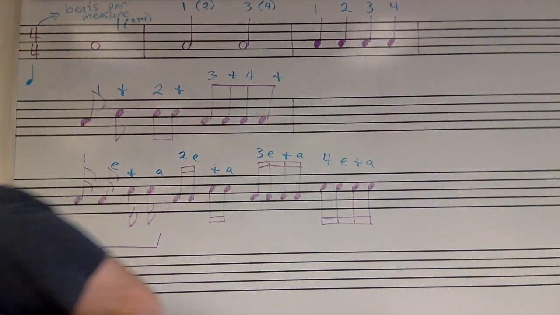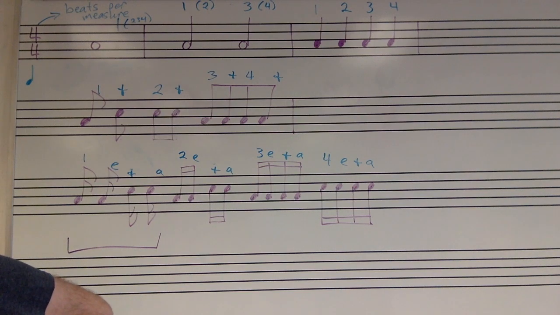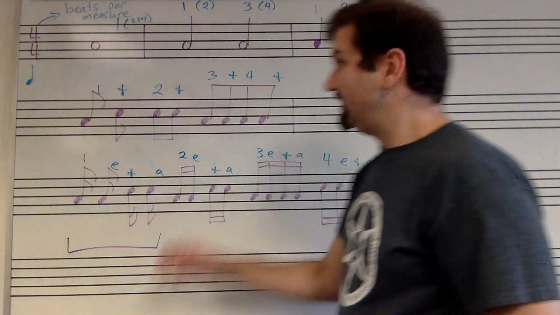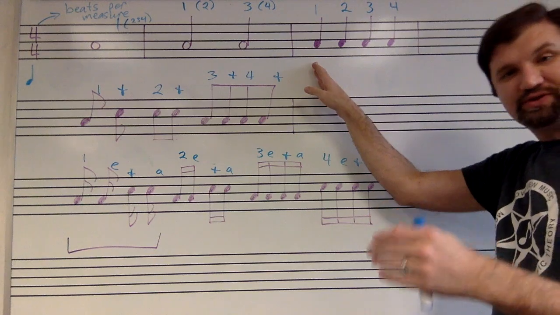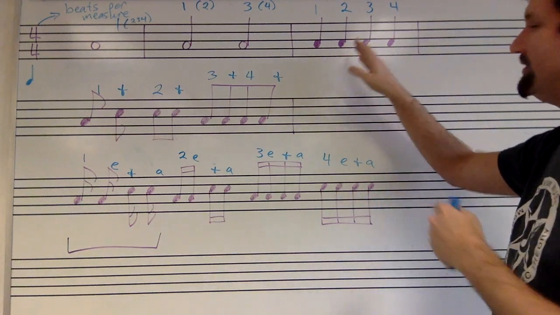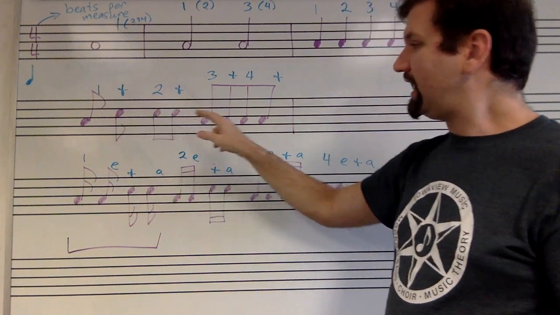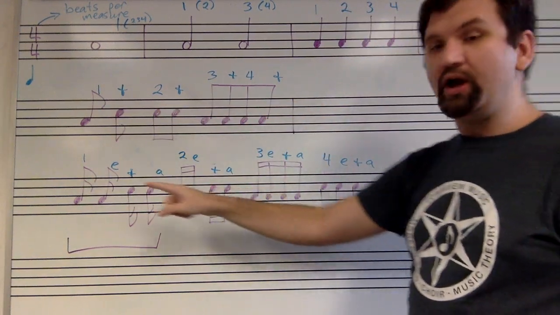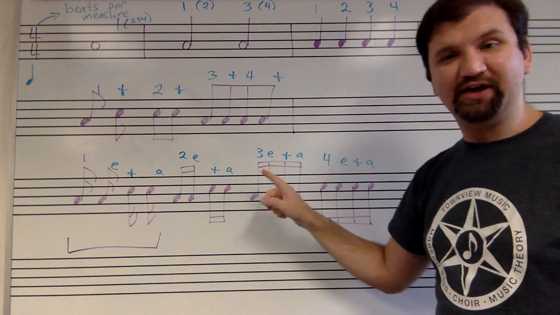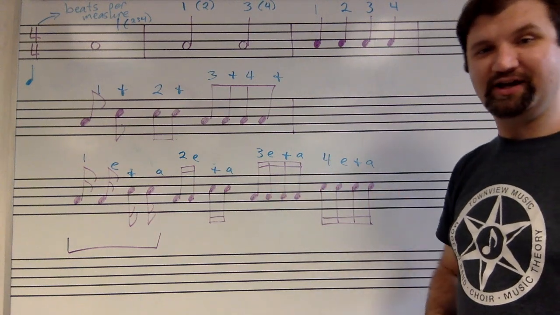Now back to the tempo we were just at. Here we go. Ready? Count. 1, 2, 3, 4. 1 and 2 and 3 and 4 and 1 E and a 2 E and a 3 E and a 4 E and a.